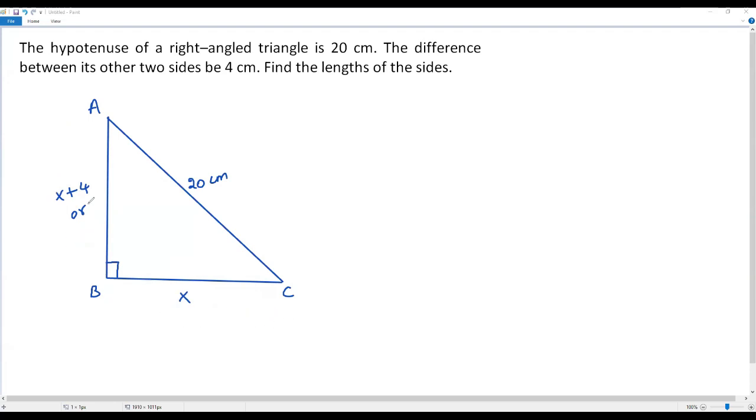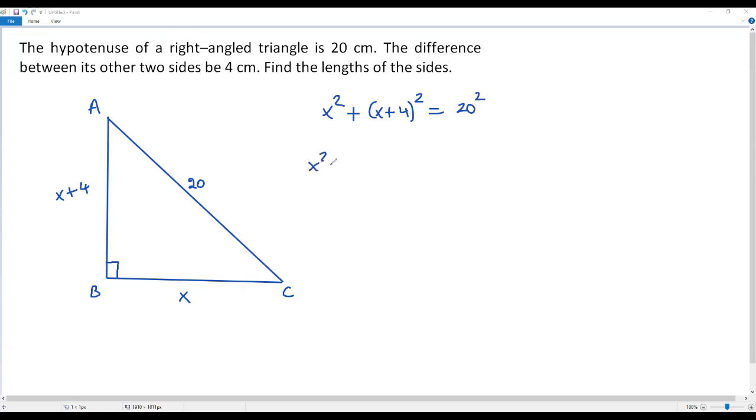Let me take the length of AB as x + 4, and already we know the length of the hypotenuse. Now we know all the three sides of this right triangle. Now we can use the Pythagorean theorem over here. That is, the sum of the squares of the two legs of a right triangle always equals the square of the hypotenuse. So now let me square the two legs BC and AB and add them. That is x² + (x + 4)², which is equal to 20².